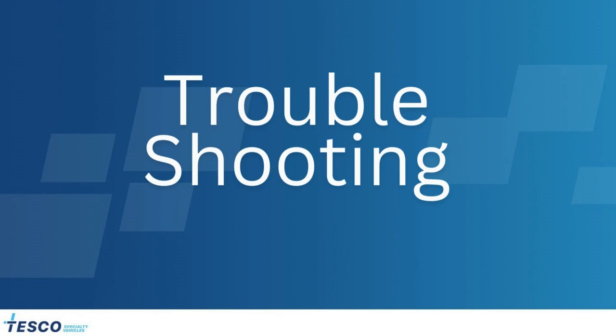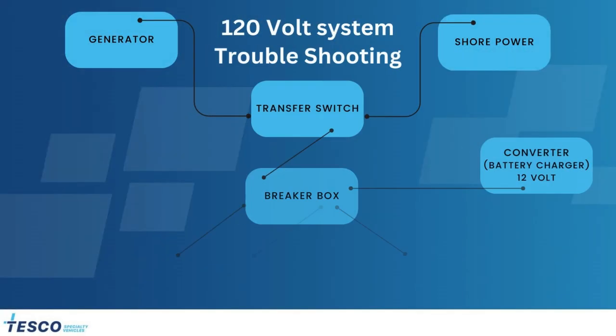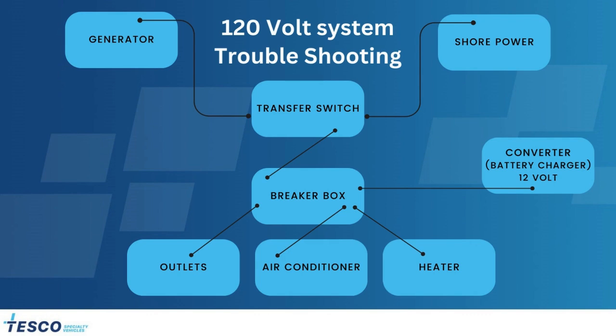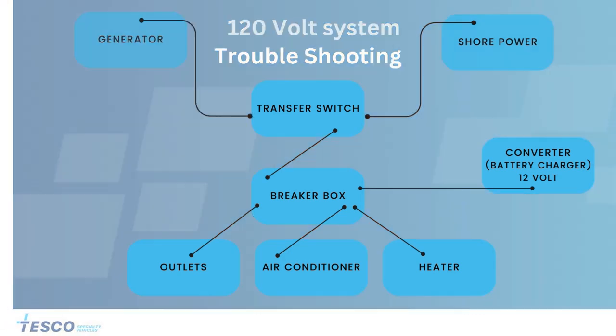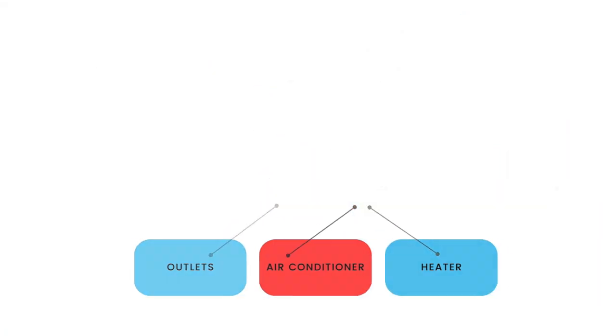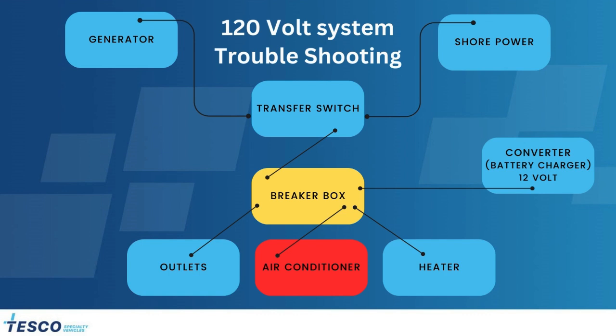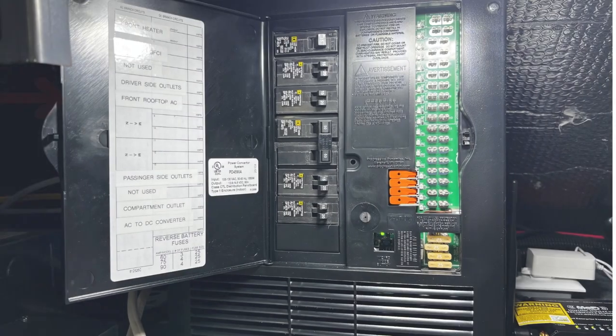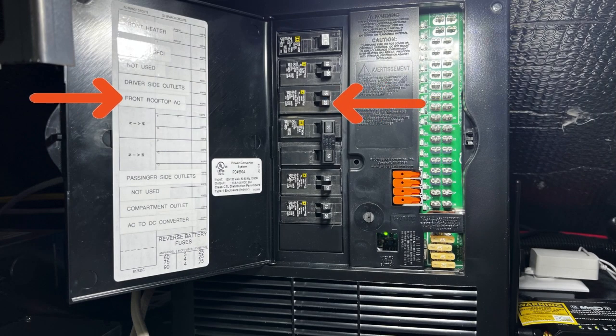Let's talk about some basic troubleshooting techniques. We will start with the 120-volt diagram. If we understand what the source of power and the flow of power is, it can help us understand what's happening. Let's pretend like we have a vehicle with the front air conditioner not working. Using the process of elimination, the problem can only be the air conditioner, the breaker, or the wiring. The only thing to check in this scenario would be the breaker. Locate the correct breaker and make sure it was not tripped.